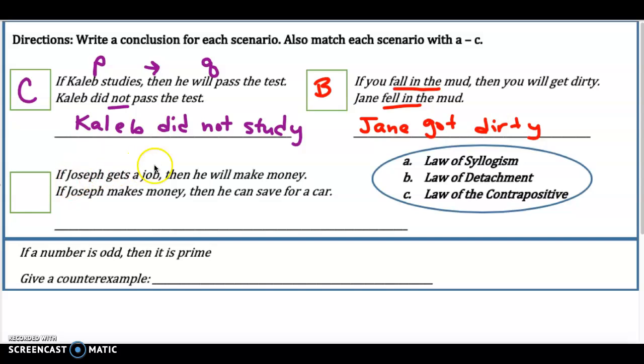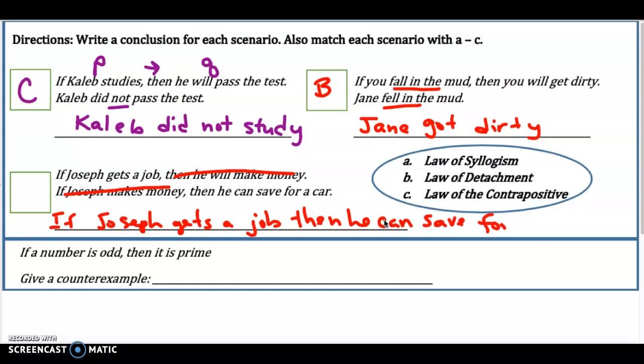The last one says, if Joseph gets a job, then he will make money. If Joseph makes money, then he will save for a car. So if I go ahead and cross the middleman out, notice we had the repeat of he will make money, he makes money. We're going to just have the hypothesis from the original statement with the conclusion from the second statement to make a new conditional statement. So if Joseph gets a job, then he can save for a car. That is our last one, which is actually the law of syllogism.